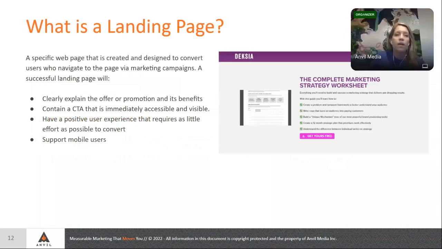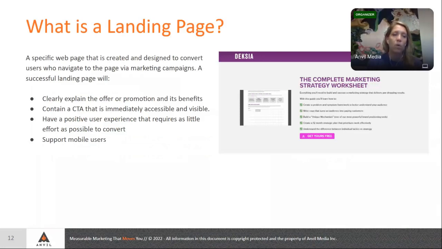Perfect. So then we will talk about landing pages. So when we say landing pages, this is a specific page on your website that is essentially designed to convert users who either navigate to the page from your marketing campaigns or just navigate to the page from the main menu.